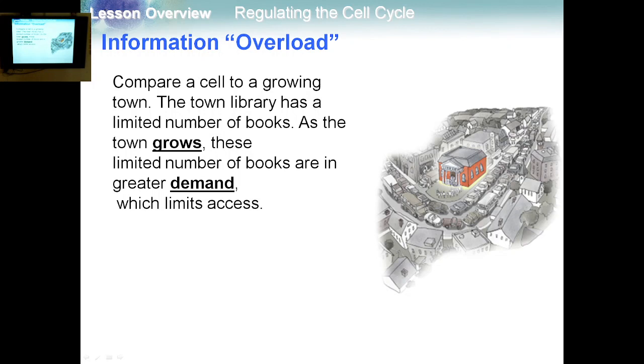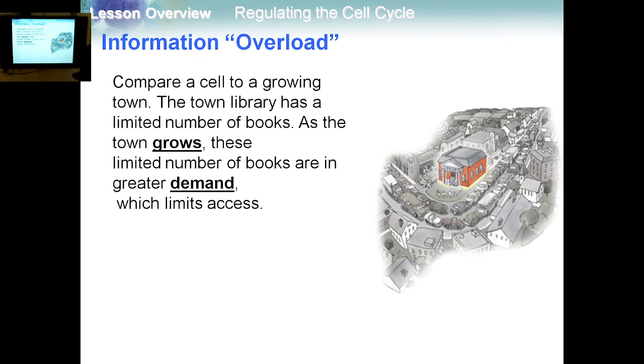Let's compare the cell to a growing town. The town library has a limited number of books, similar to the cell that has a limited amount of DNA. Once the town grows, it needs more books, more information for the growing population. Similar to the cell, once it grows, it needs more information, more DNA.